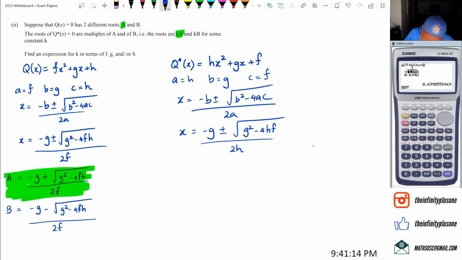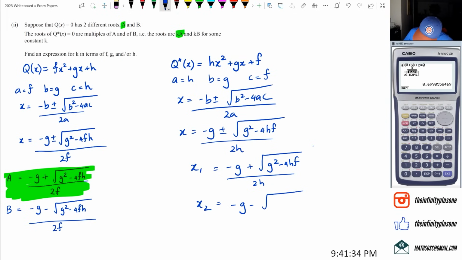So we can write this now where we're going to have two roots, x1 and x2. With x1 I'm going to have negative g plus the square root of g squared minus 4hf over 2h. And then x2 is minus g minus the square root of g squared minus 4hf over 2h. So I've got my two roots for q star x, and I've got my two roots for q of x.